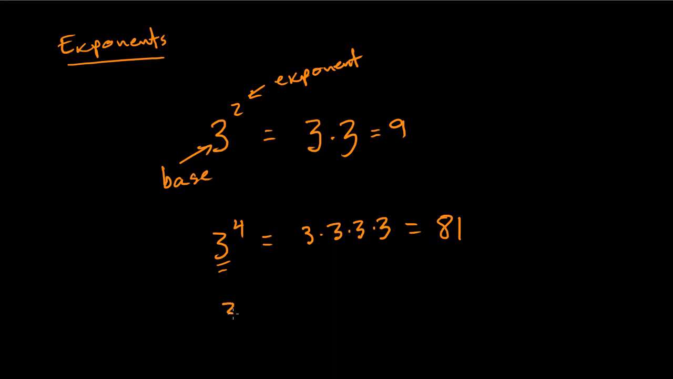Numbers without an exponent, let's say just 3 by itself, can always be written with an exponent of 1. So 3 to the first power just means multiply 3 by itself 1 time, in this case, just 3.